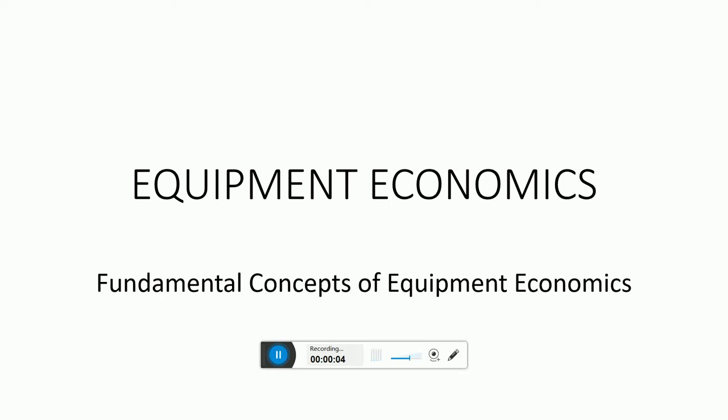Bismillahirrahmanirrahim. Today our topic is about the fundamental concepts of equipment economics. We have previously discussed value engineering, the earned value management system, and the end value. But today we will focus more on how we are going to deal with the economics-related issues for the equipment.